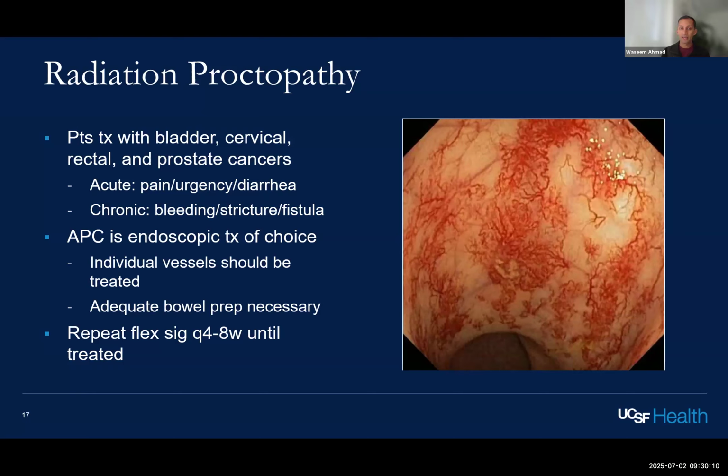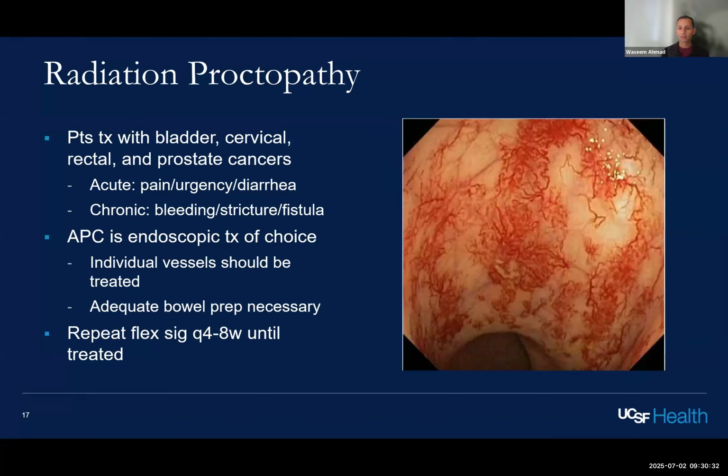As Colin showed, APC is what's done, and I'll show a clip on the next slide of how this is done endoscopically. But usually what you're going to do is target individual vessels. In some cases, when we do these procedures, you're just going to see a few discrete blood vessels, and then you'll just target those specifically.